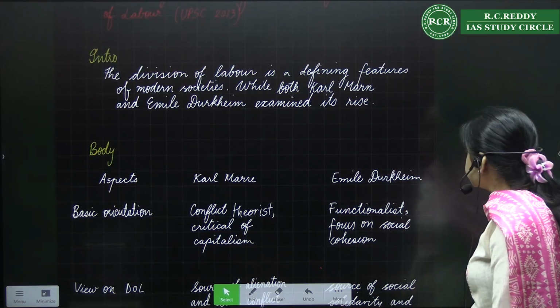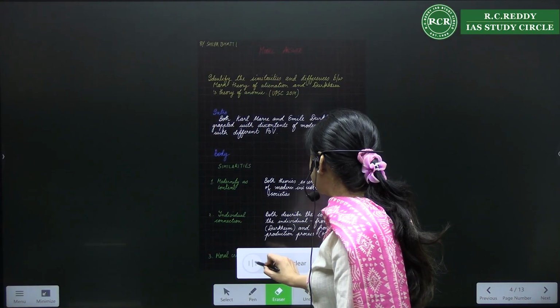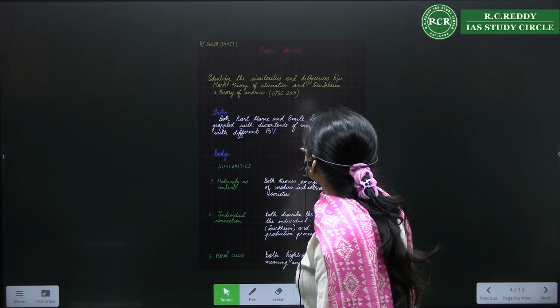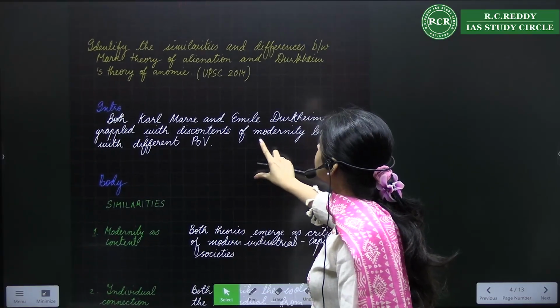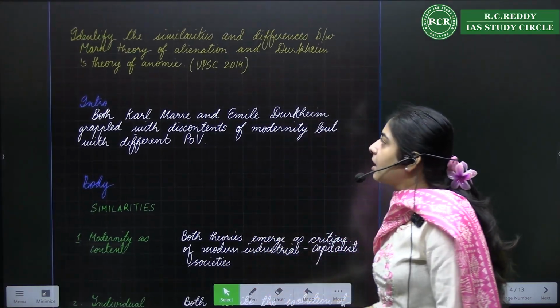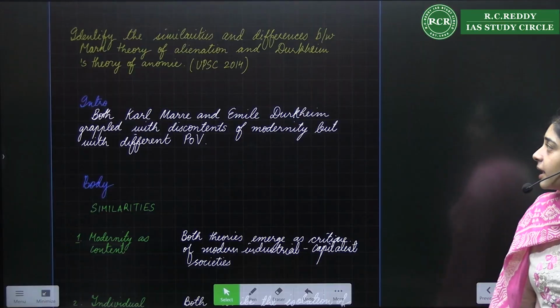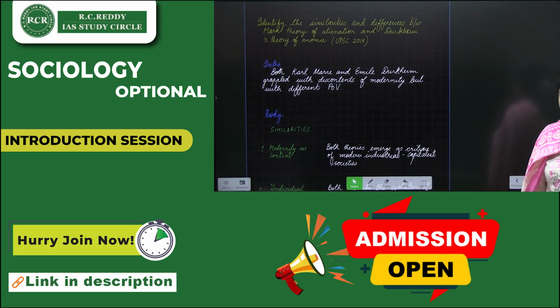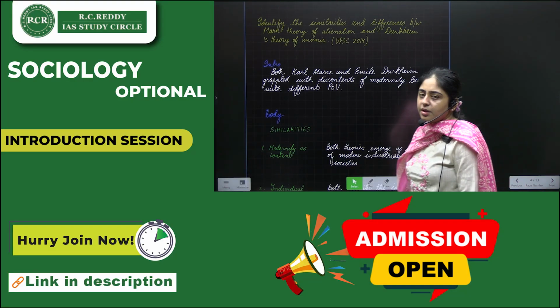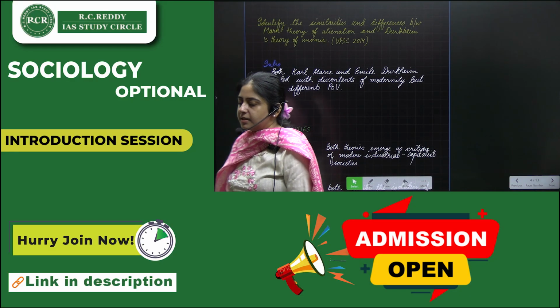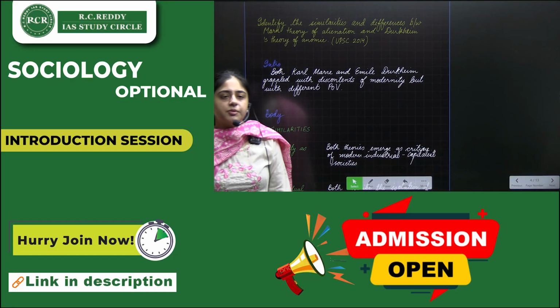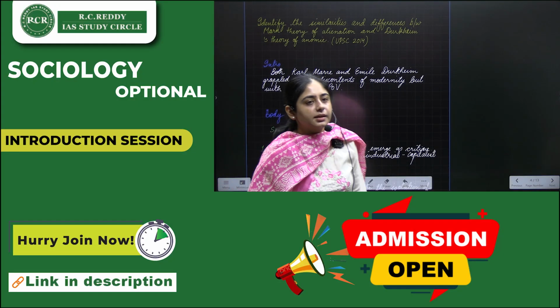Next question is again a comparison between two thinkers. Identify the similarities and dissimilarities between Marx's theory of alienation and Durkheim's theory of anomie. Again, a UPSC 2014 question. UPSC always aims at, there will be descriptive questions also, but analytical in nature.